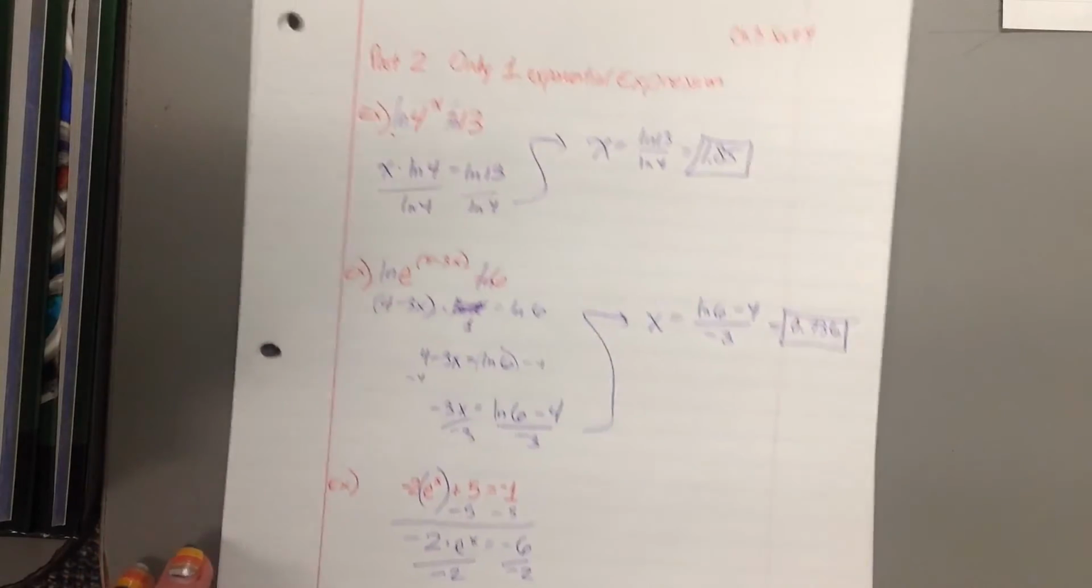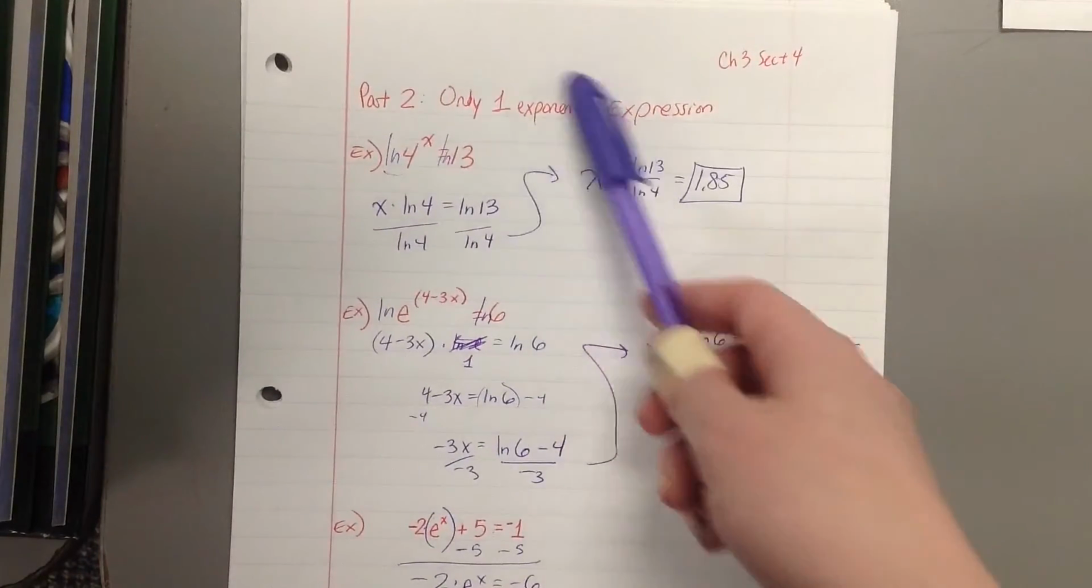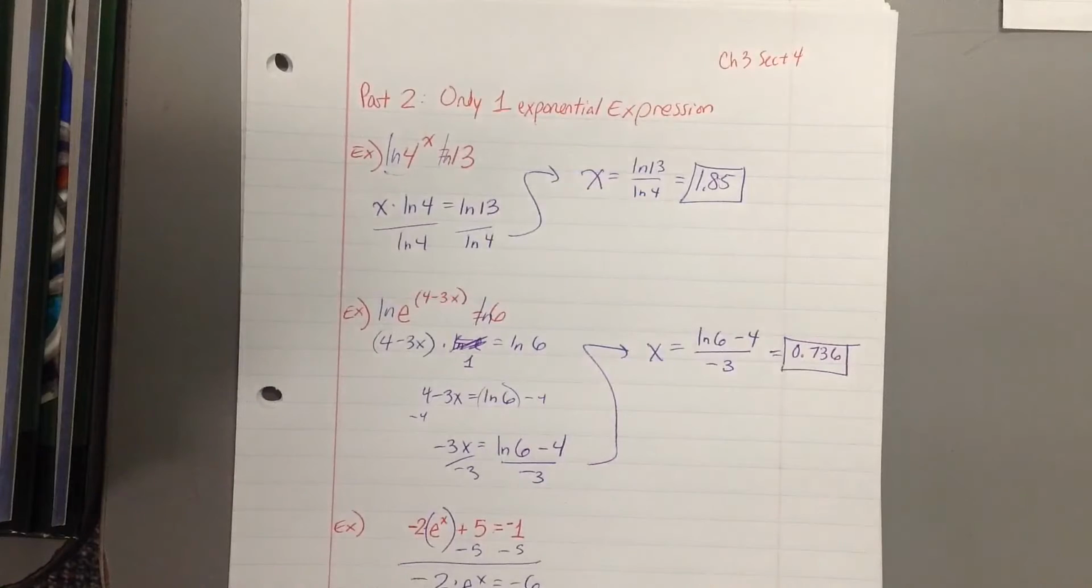So that is all about what happens when I only have one exponential expression on one side of the equation. Nothing much is different. Stay tuned for part 3 of this lesson.